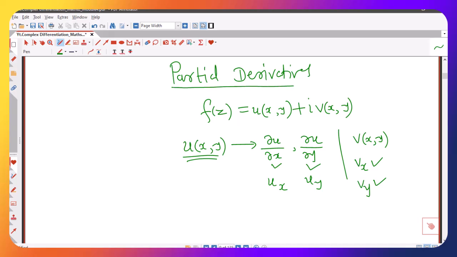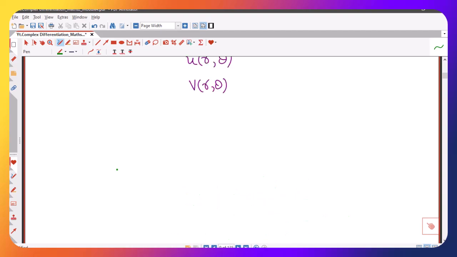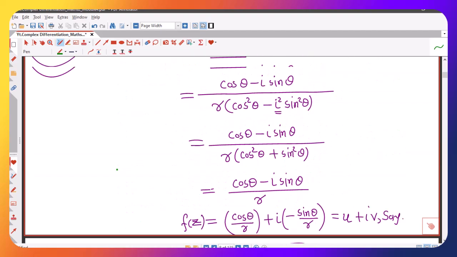So you must be familiar with how we can obtain the partial derivatives of a function of more than one variable, which you have studied in the topic of partial derivatives in semester 1. So we will require this knowledge of partial derivatives also in determining the differentiability of complex function. And in the next lecture we will see how we can check whether a given function is differentiable or not.